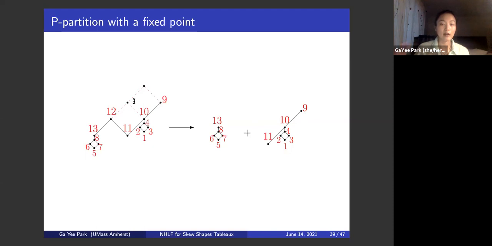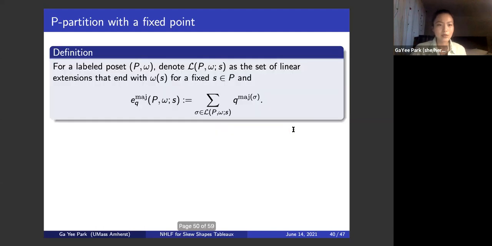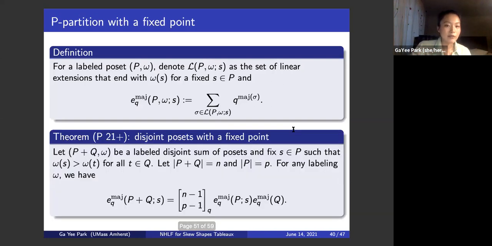So now I have to figure out how to distinguish the linear extensions that end with elements of nu1 or nu2. Denoting the linear extensions that end with a particular s as semicolon s, we have this formula that can help us distinguish which of the linear extensions of this disconnected poset would end with either the elements in nu1 or the elements in nu2. This formula at the end would help us distinguish that and eventually prove the recursion formula needed to prove the final theorem.